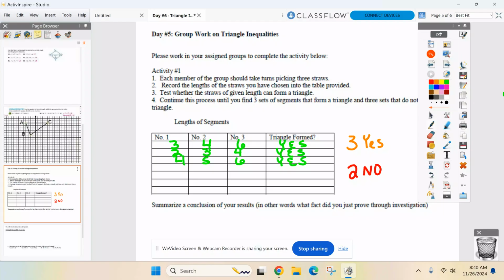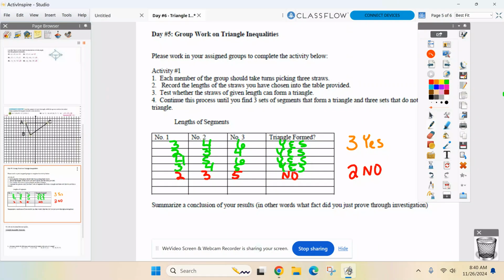Jonathan? 2, 3, 5. Yep. That should have been a no. I'll put that in the no column. 2, 3, 5 should have been a no, which is fine. We need some nos here. Any other yeses? What do you got, Zoe? 3, 4, 5. Yep, that should have been a yes as well. All right, so I'll leave those 4 yeses up there. All right, give me a couple more nos.